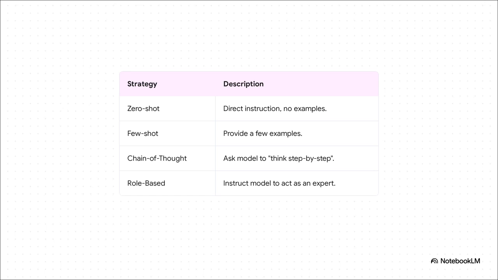You can try a direct zero-shot command, or you can give it a few examples with few-shot. You can ask it to explain its reasoning with chain of thought, or even tell it to act like an expert in the field. The goal is to try them all and see how consistent the results are.